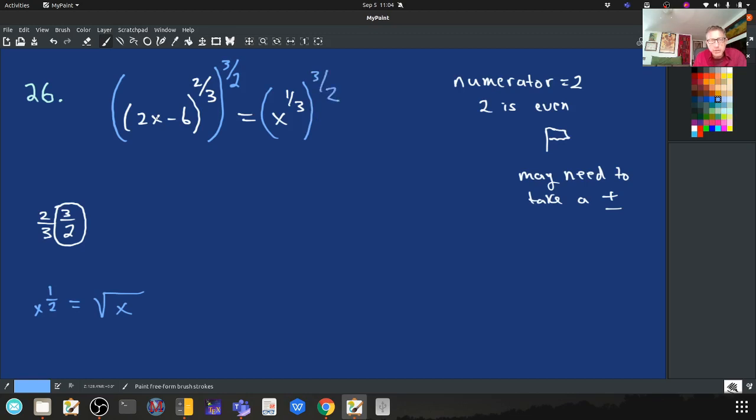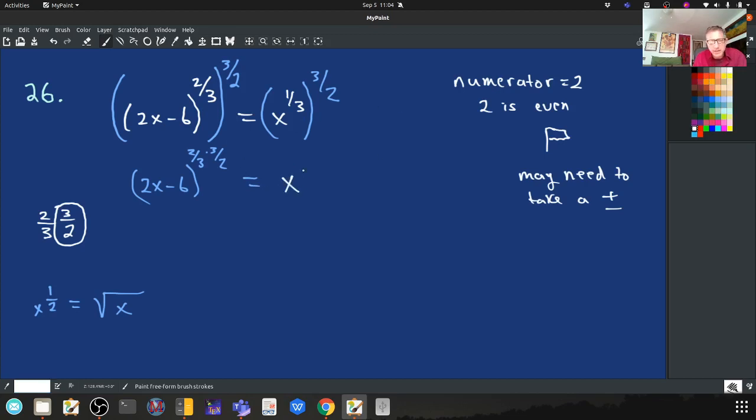So the 2x minus 6 to the 2/3 power to the 3/2 power is 2x minus 6 raised to, I multiply these two powers, 2/3 times 3/2. And over here, I'm going to do the same.